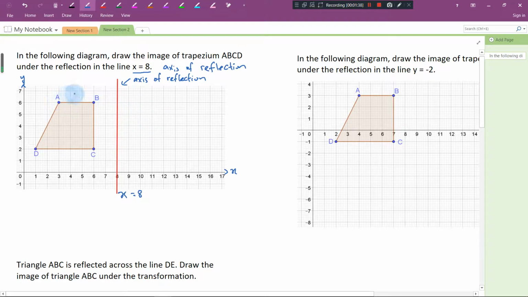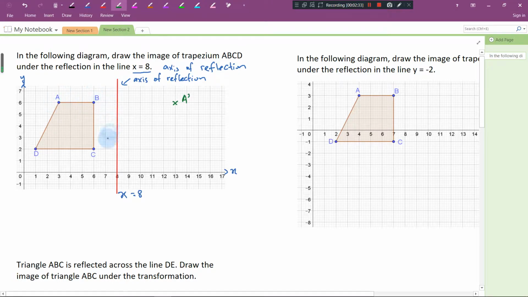Let's go through vertex by vertex. Now I'm going to draw the image for vertex A first. How to draw the image of vertex A is actually very easy. Start from here. Count until the axis of reflection: 1, 2, 3, 4, 5. Once you reach the axis of reflection, you stop and you remember the number. Let me show you again: 1, 2, 3, 4, 5. Remember 5. Then we start from here and recount again: 1, 2, 3, 4, 5. Then we stop. This is A prime. This is the image of point A.